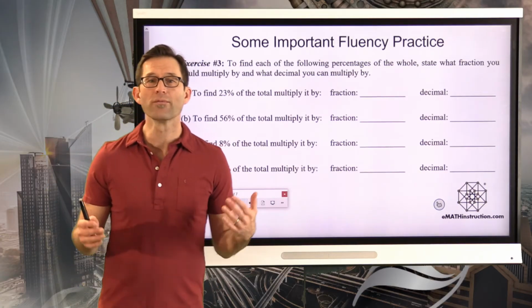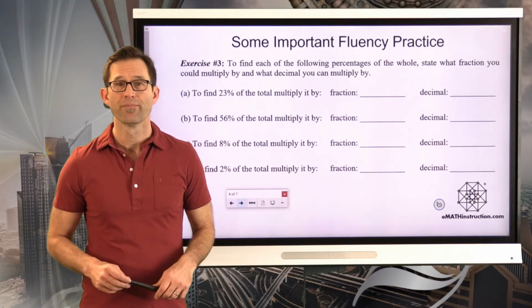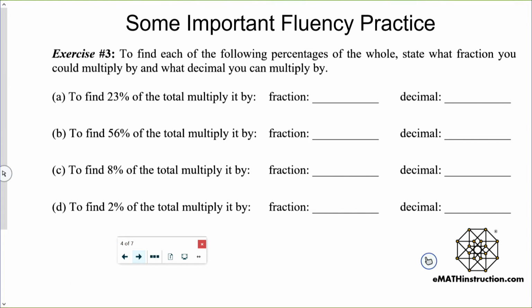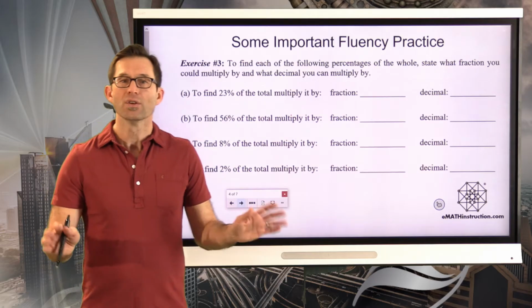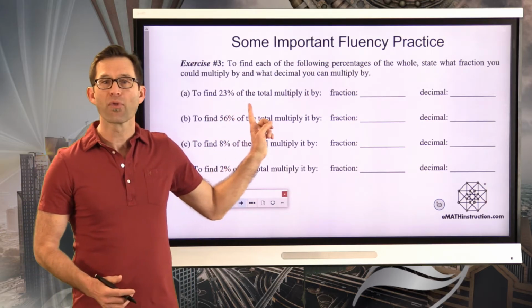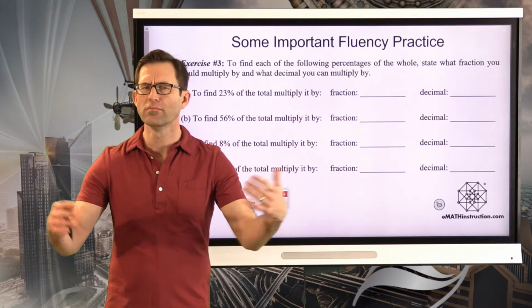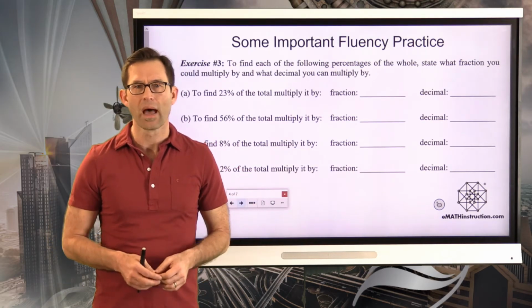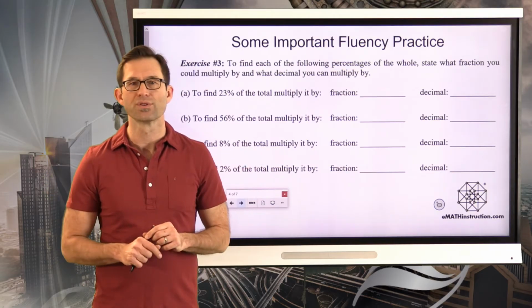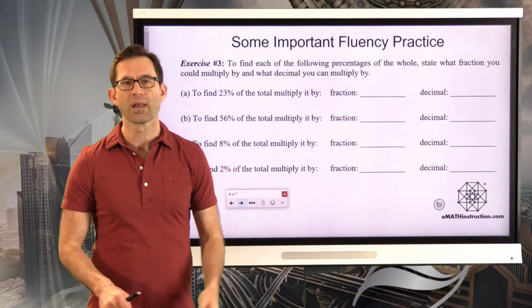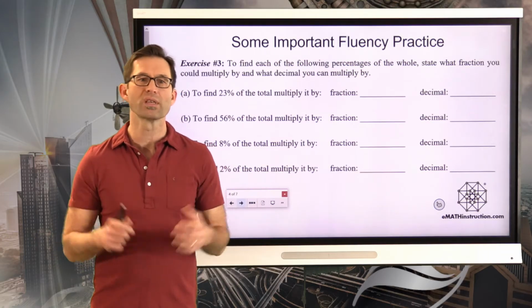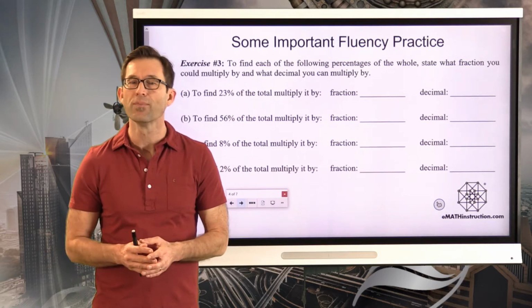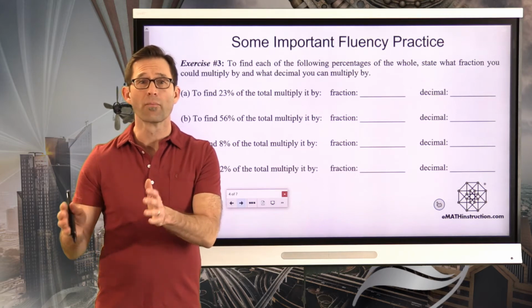All right, some important fluency practice, exercise number 3. To find each of the following percentages of the whole, state what fraction you could multiply by and what decimal you can multiply by. All right, so in other words, if I'm going to find 23% of a total, so I've got the total number of kids that are going on a field trip, or the total number of eggs that are in a basket, or the total number of apples that are sitting in a store, and 23% of them fall into a category. Maybe 23% of all the apples have bruises or something like that, right? Then what do I multiply the total number of apples by?